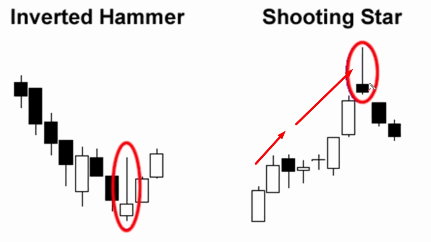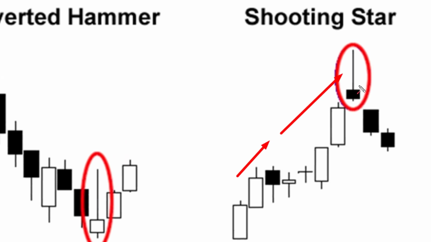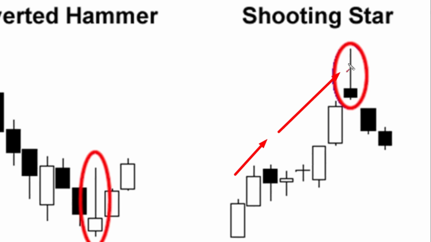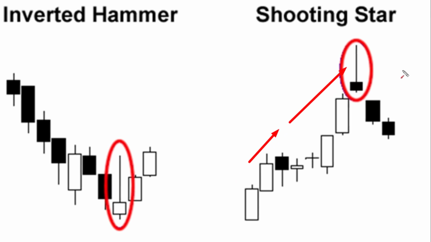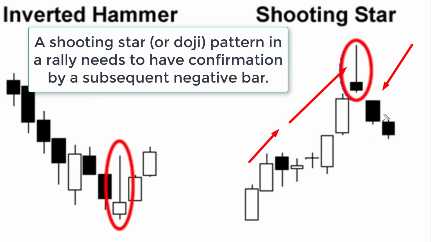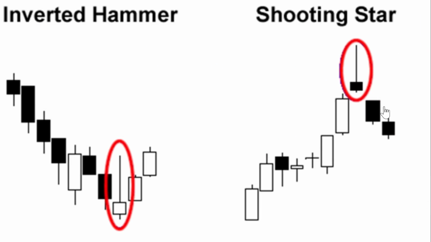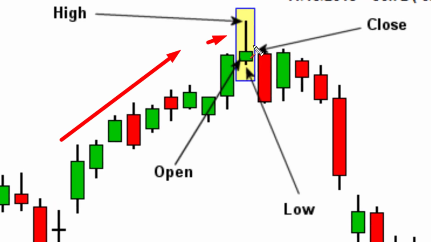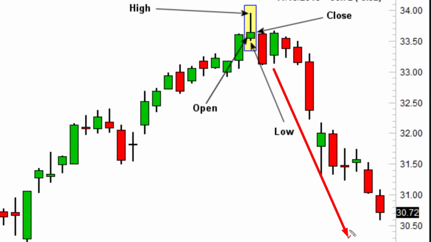A shooting star candlestick pattern often looks like an inverted hammer or an inverted cross and usually happens towards the end of a rally. By the way, one more thing: it needs to be confirmed by a negative bar. So it needs confirmation by some kind of negative bar. All right, by itself it is not conclusive. Here's an example for you. You can see the market rallies, and then we get a shooting star, an inverted hammer candlestick, followed by a negative bar that often becomes a reversal signal. You can see what happened. The price then usually reverses lower.